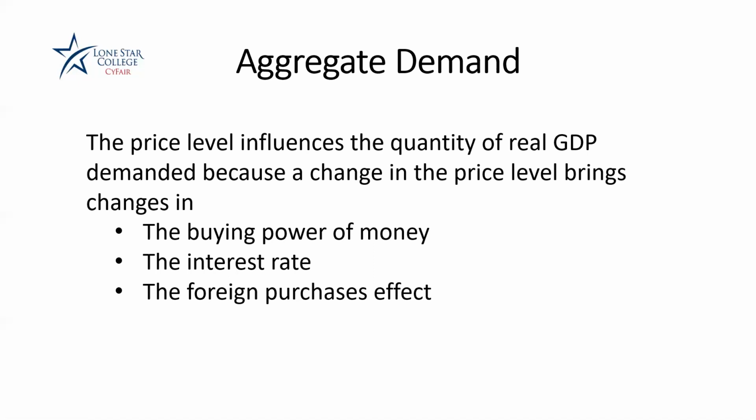Also, all these factors are the factors that can shift our aggregate demand. So it's kind of easy to remember, okay? What are the factors that can shift the aggregate demand, and what are the factors that are already inside the quantity of real GDP demanded? So there is an inverse relationship between interest rate and investment.